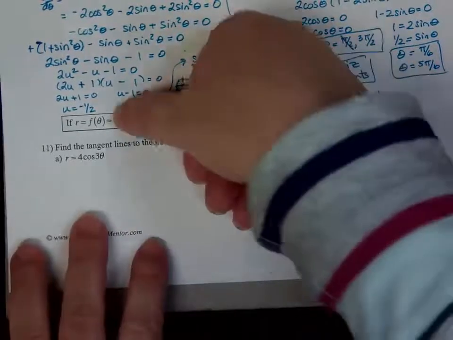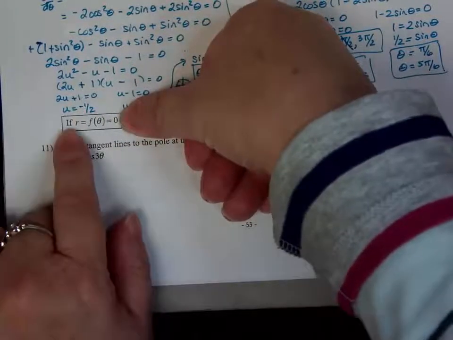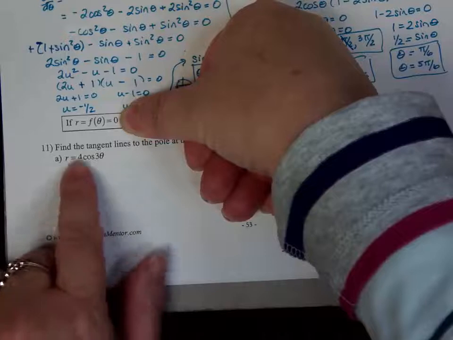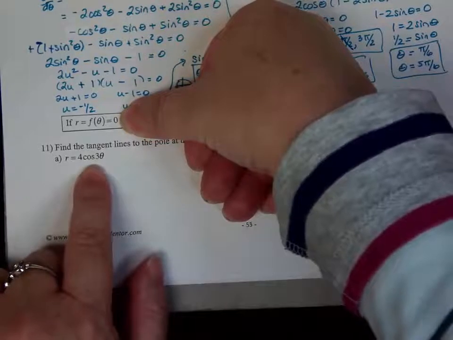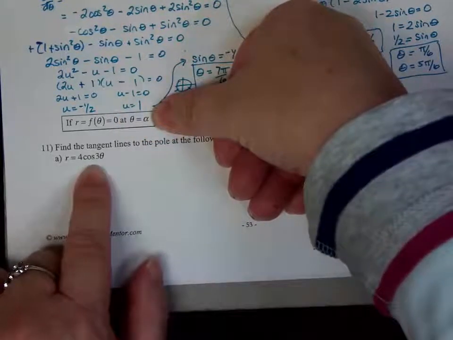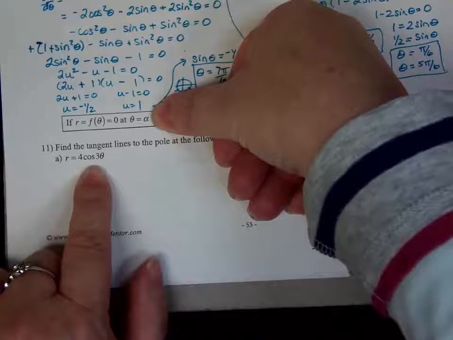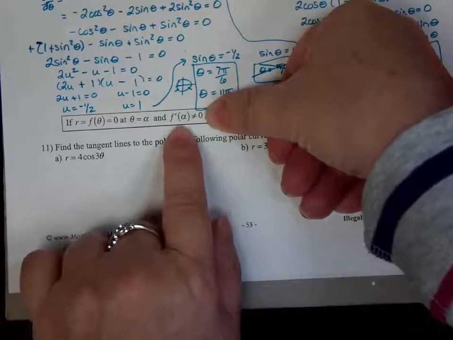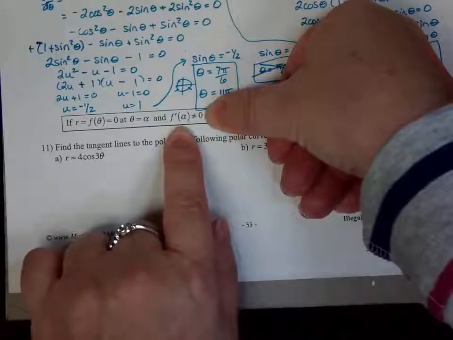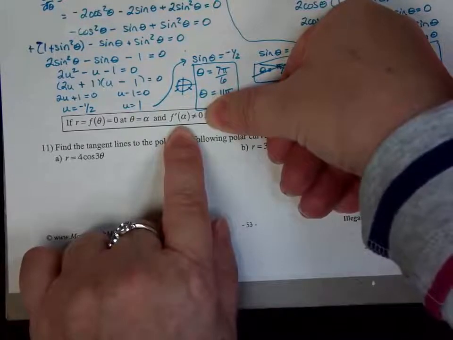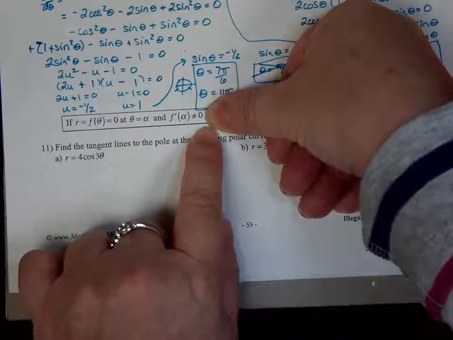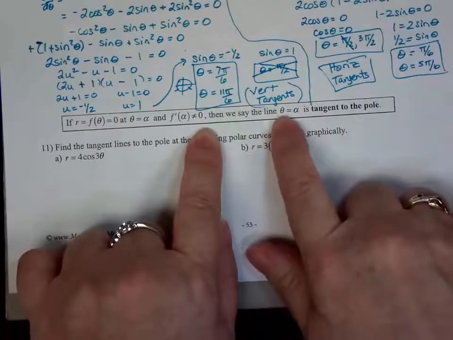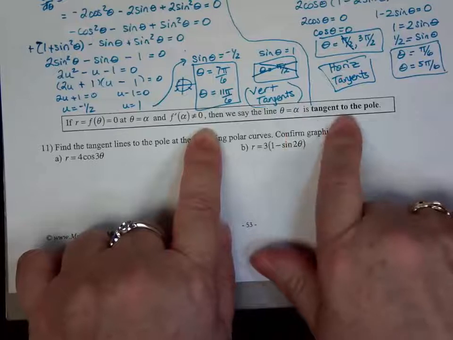If r, which is a function of theta, is equal to 0 at a specific angle we call alpha, and the derivative of alpha is not equal to 0, then we say the line theta equals alpha is tangent to the pole.